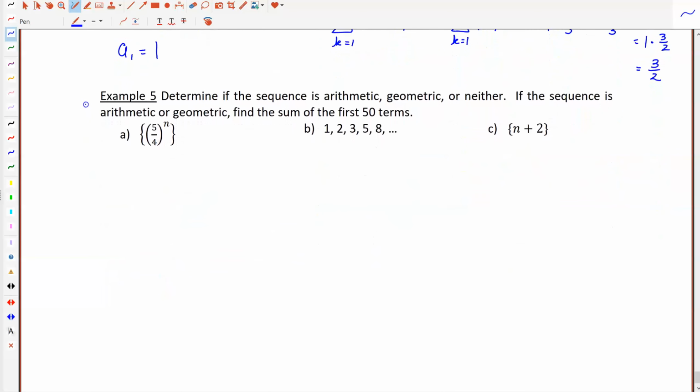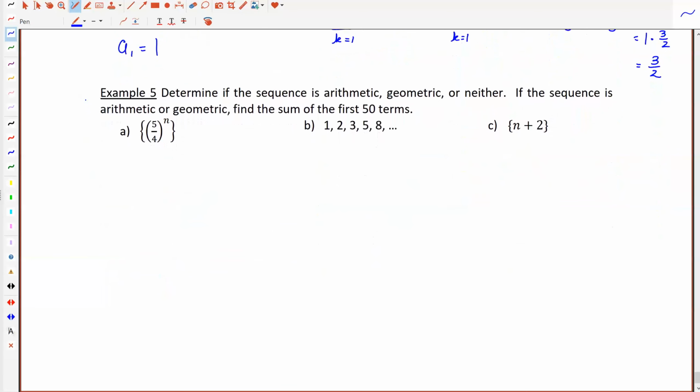So in our last example, what I'd like to do is connect what we're talking about with these geometric sequences to the arithmetic stuff that we were talking about before, and also to remind ourselves that sequences don't have to be arithmetic or geometric. It could be neither. There could be something just totally different going on in our sequence. So let's remind ourselves about how to identify if a sequence is arithmetic or geometric, or perhaps neither. And if it falls into the camps of being arithmetic or geometric, let's find the sum of the first 50 terms, and remember that when you sum a bunch of terms, that is called a series.